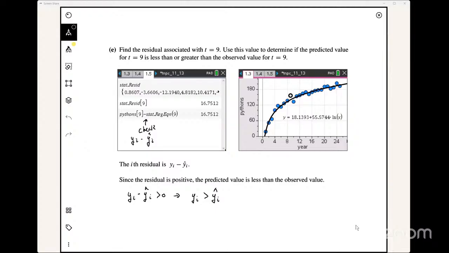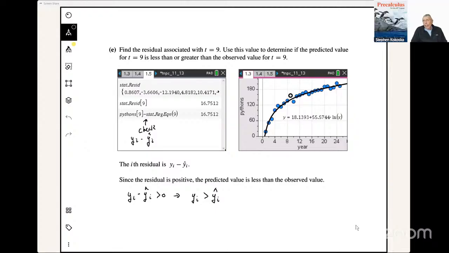Okay. So one of the things in pre-calculus that we're often asked with regression models, polynomial regression, linear regression, exponential regression, logarithmic regression, is about residuals. So I'm going to start out by simply finding the residual associated with t=9, and then I'm going to analyze these residuals. We're going to use this to determine if the predicted value for t=9 is less than or greater than the observed value for t=9.